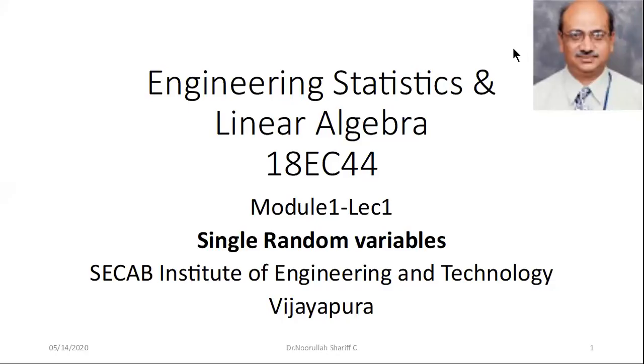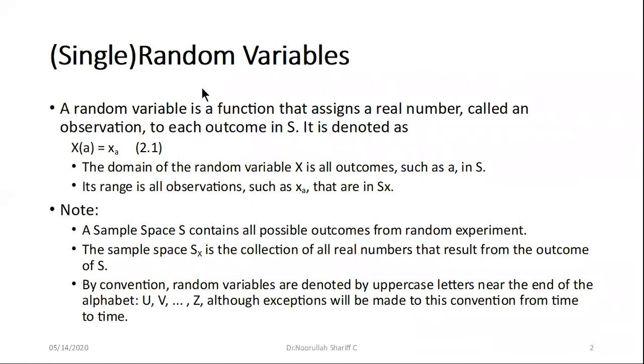So this is module 1, lecture 1 of the Engineering Statistics and Linear Algebra 18EC44, which is single random variables. You can call it a random variable or a single random variable. Really speaking, I should not have written "variables" here: either random variable or single random variable.